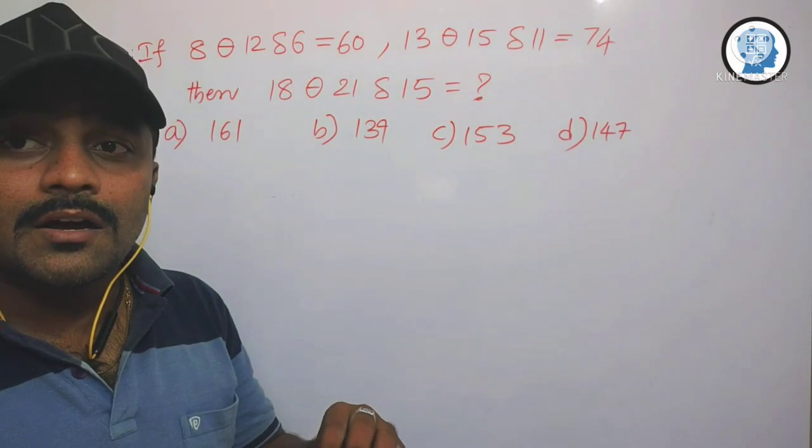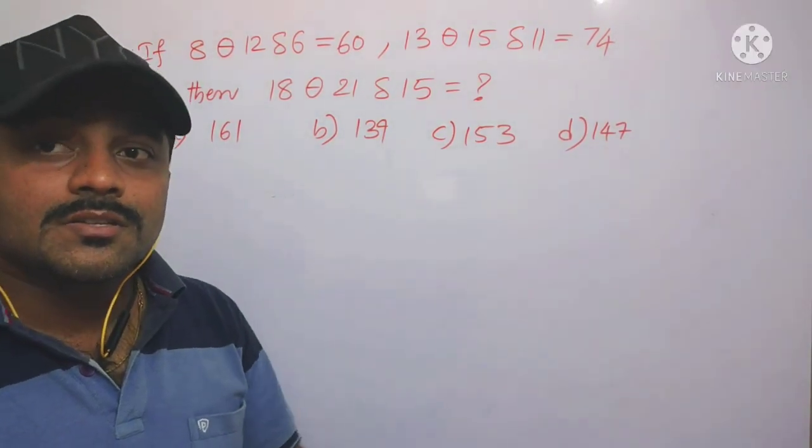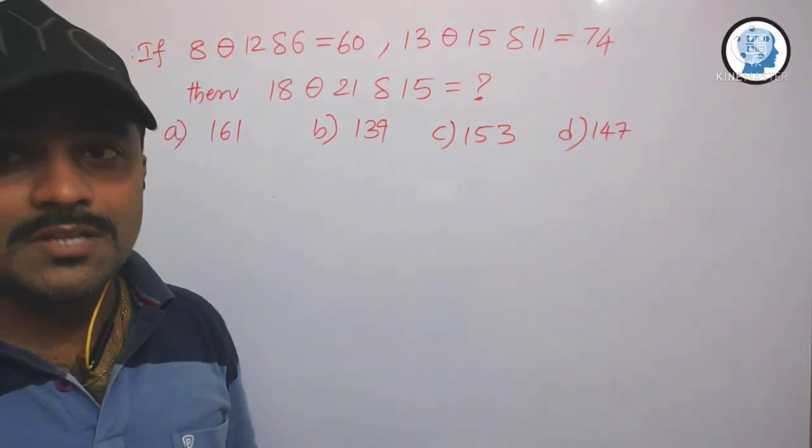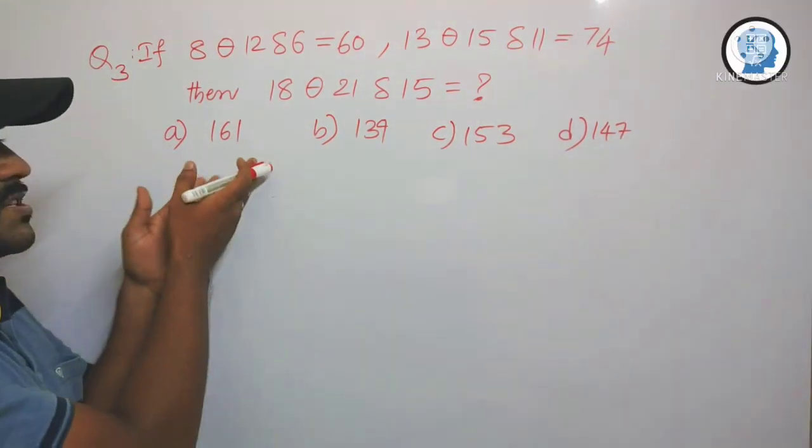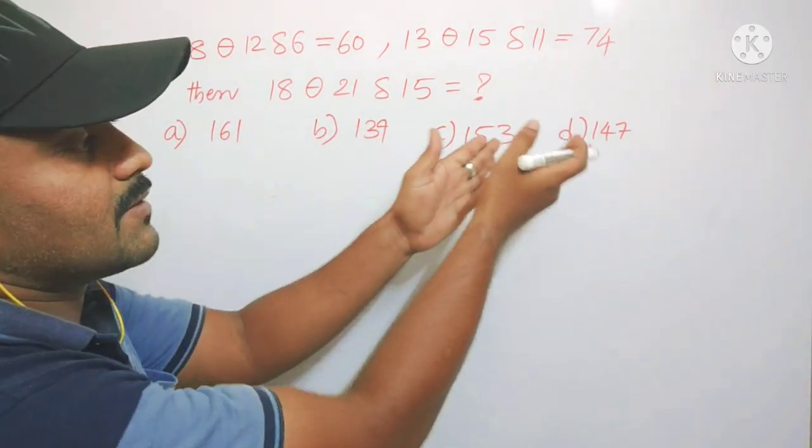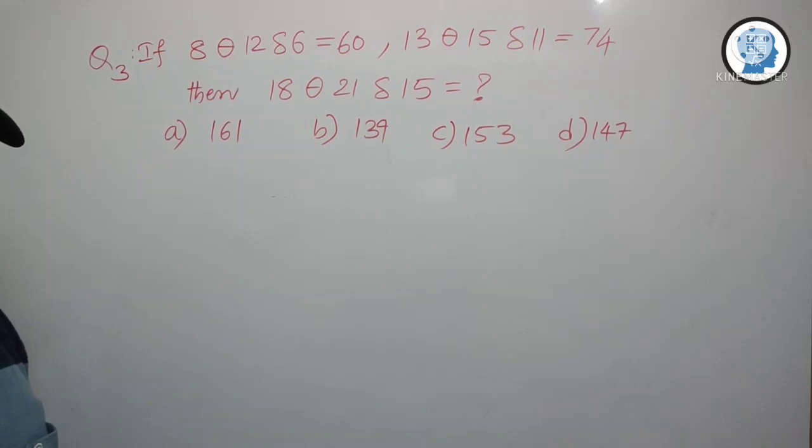Here theta holds a special logic, and in the same way delta also holds a special logic. Options are also given: 161, 139, 153, 147. Solution.